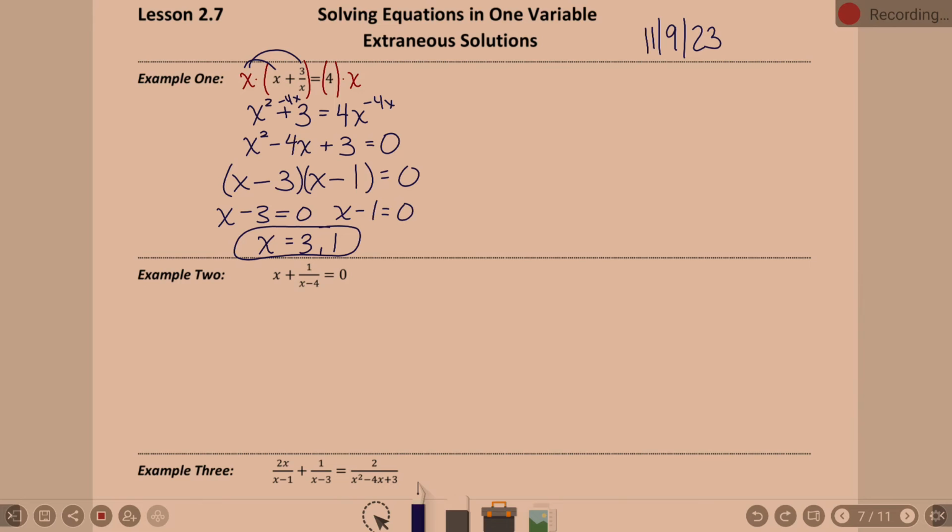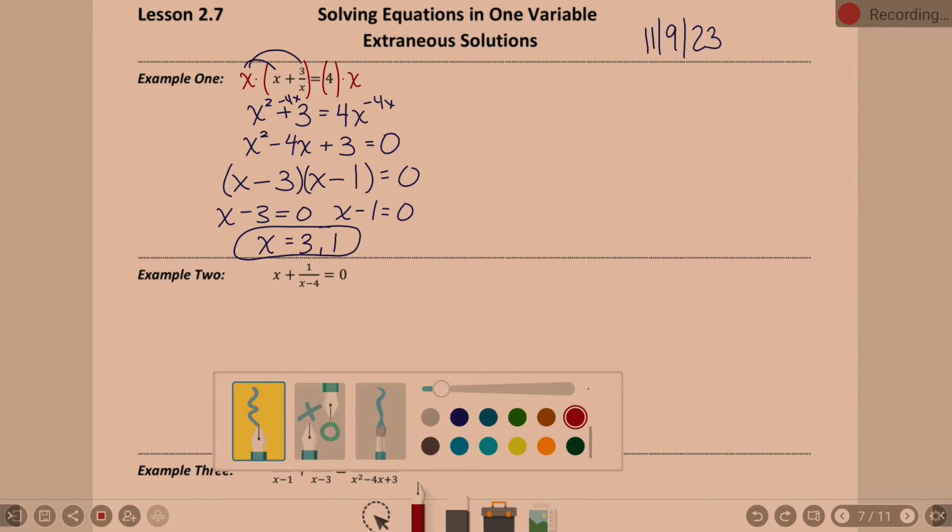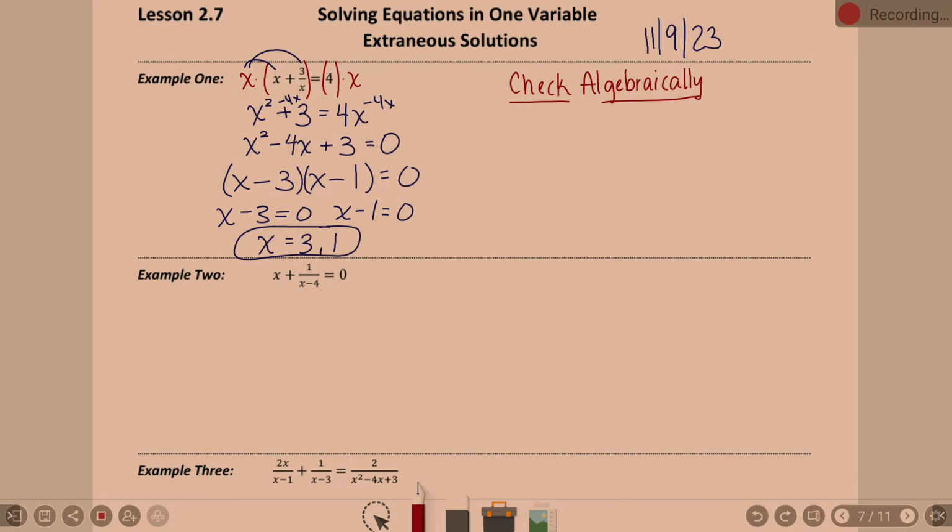I'm going to mention a couple of different types of checks. For this problem, let's talk about checking algebraically. When I talk about checking algebraically, I'm talking about using our algebra, which basically says take your answers and plug them in. So I'm going to take 3 and plug it in. 3 plus 3 over 3, does that equal 4? And that is 3 plus 1 equals 4, 3 checks.